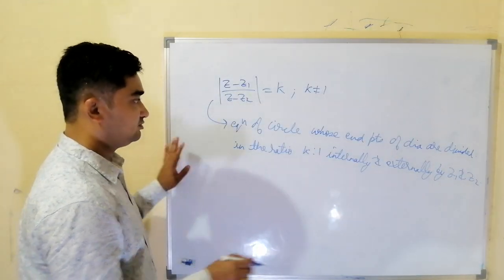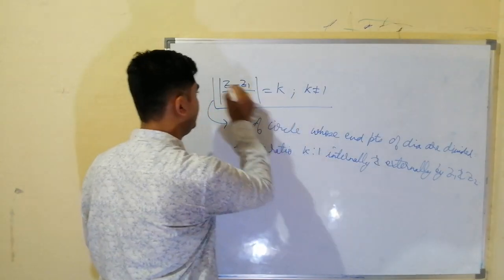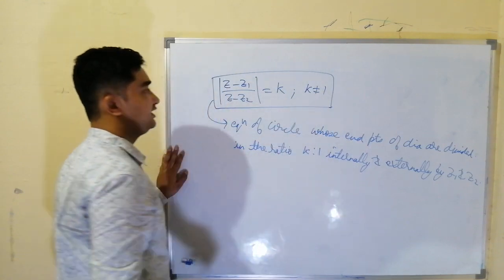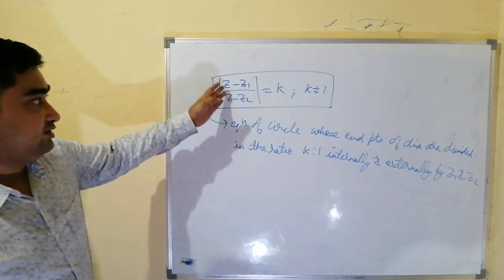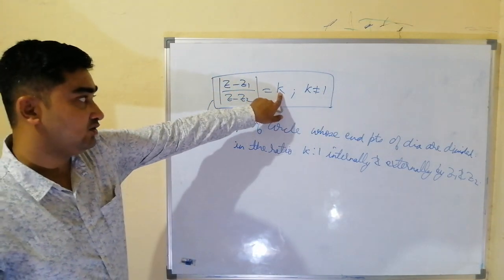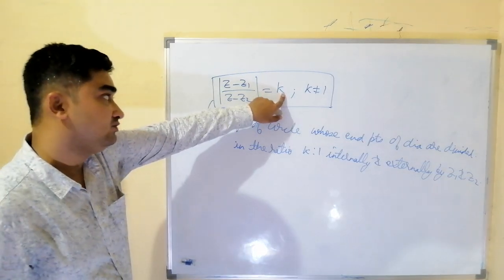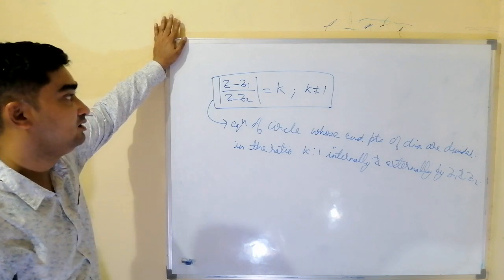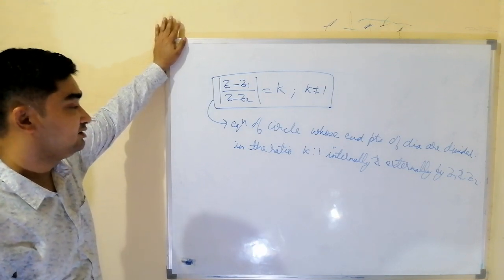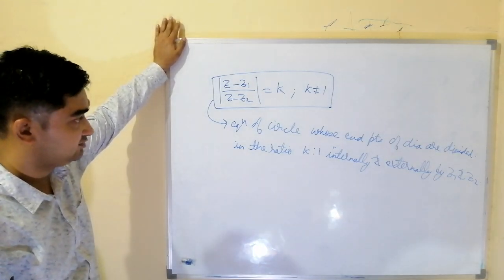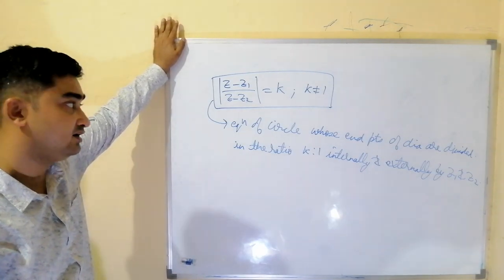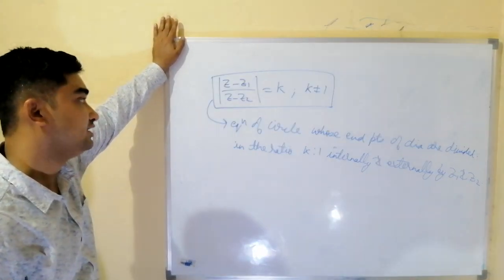So no need to go into derivation of this. We only have to learn that whenever this is given and k is not 1 (if k is 1 it is the perpendicular bisector of a line), if k is not 1, then this is the equation of a circle whose endpoints of diameter are divided in the ratio of k is to 1 externally and internally by z1 and z2.